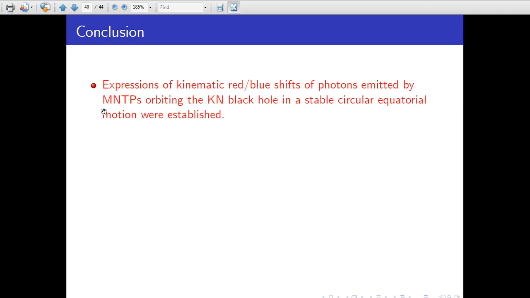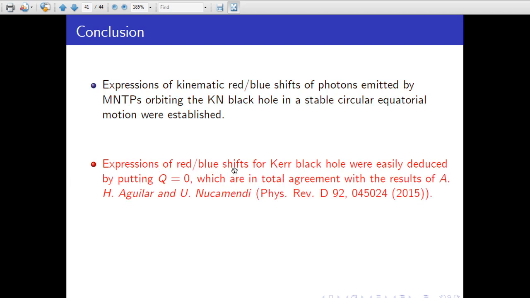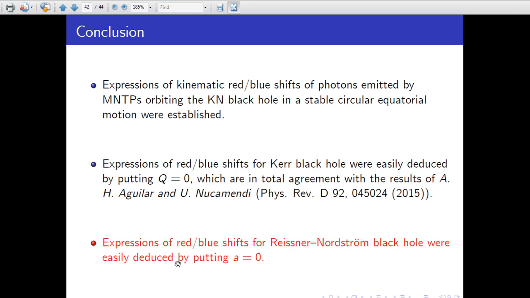Now, let's go to the conclusions. First, expressions for the kinematic red-blue shifts of photons emitted by massive neutral test particles orbiting the Kerr-Newman black hole, the most general case, in stable circular equatorial motion were established. Expressions for red-blue shifts for the Kerr black hole were easily deduced by putting Q equals 0, which means our theory is compatible with the previous ones. Expressions for red-blue shifts for Reissner-Nordstrom black holes were also easily deduced by putting the rotation parameter equals 0.